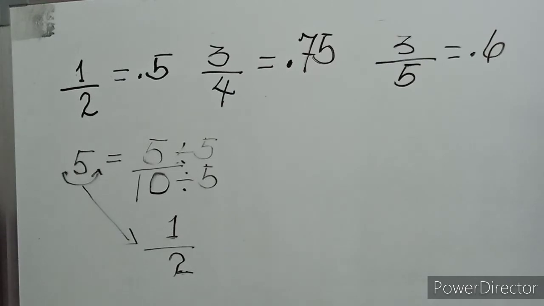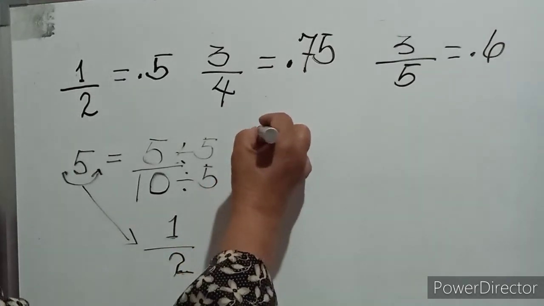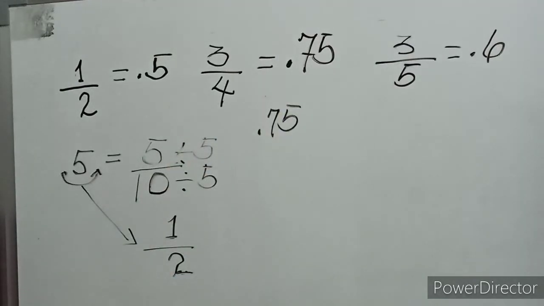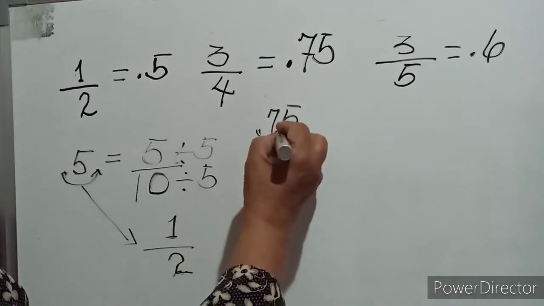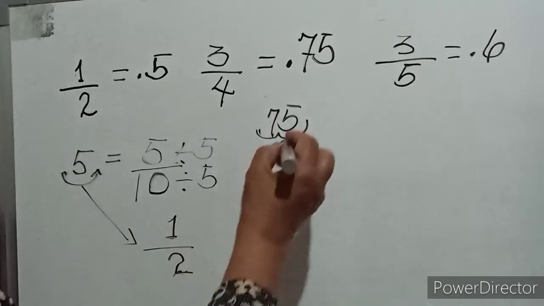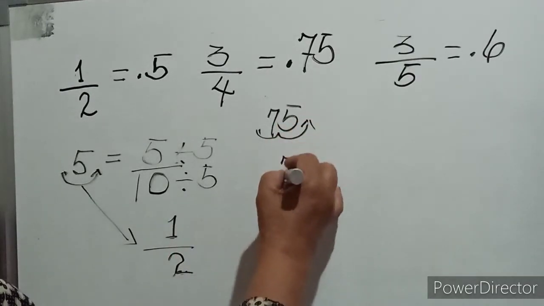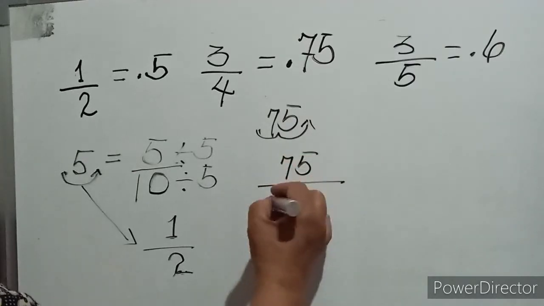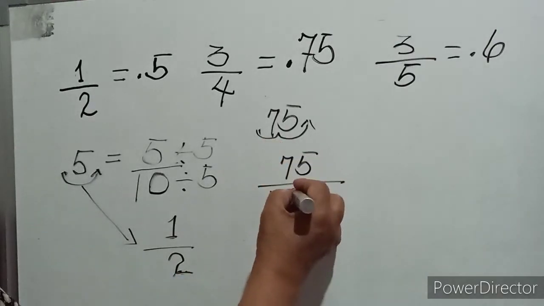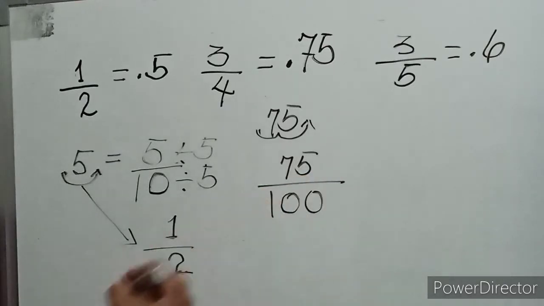How about 3/4? We have 0.75. What shall we do? You move your decimal point twice to the right. So moving your decimal point twice to the right, that will give you 75. Then what will happen on the denominator? 1 will be given how many zeros? 2 zeros, because you moved your decimal point twice to the right.